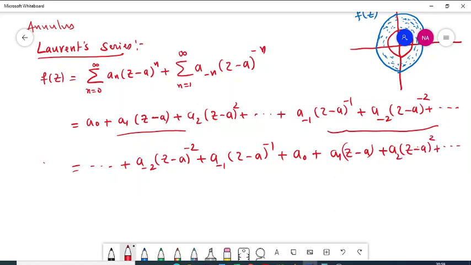So this series is called the Laurent series, and this term a minus 1 plays a very crucial role in complex analysis. The next topic will be on this term only, that is called the residue of f of z at a.